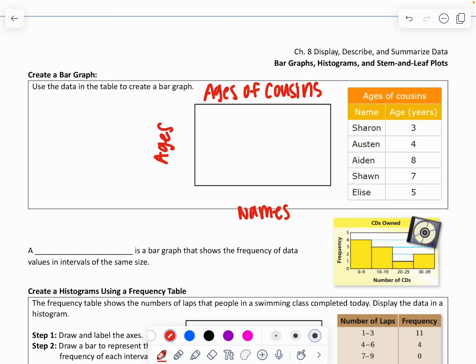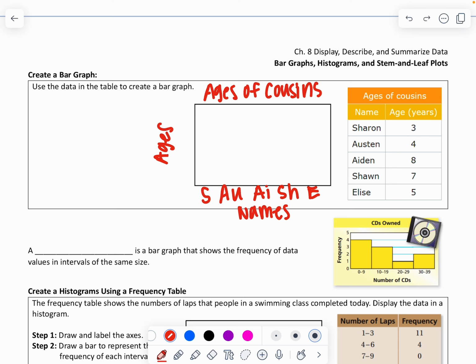So then we'll have Sharon first, which I'm going to abbreviate all of these. So let's do, I don't even know, we'll just do S for Sharon. And then Austin we'll do AU. And then Aiden we'll do AI. And then Sean SH. And then Elise with an E. Okay. And so I can see that my biggest number is 8 over here.